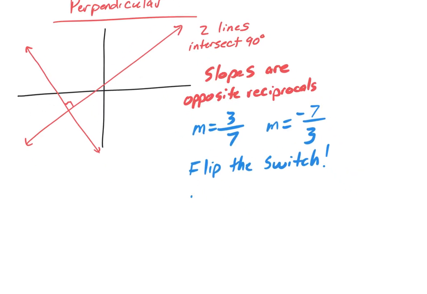I also will tell you this because sometimes this is mentioned. The two slopes have a product of -1. If I multiply these two together, 3/7 times -7/3, they should multiply to get a -1. Okay. That's not something that we use a ton, but it is something that sometimes gets mentioned.